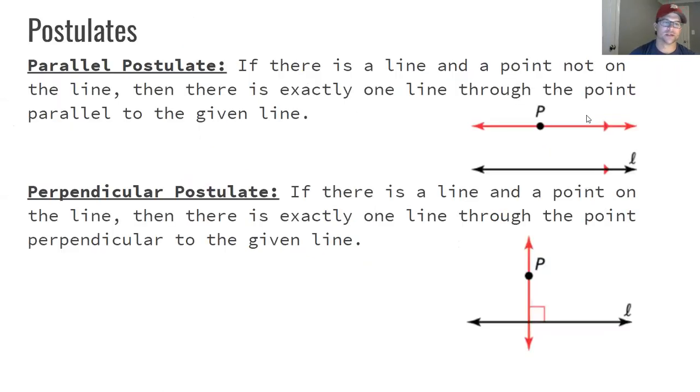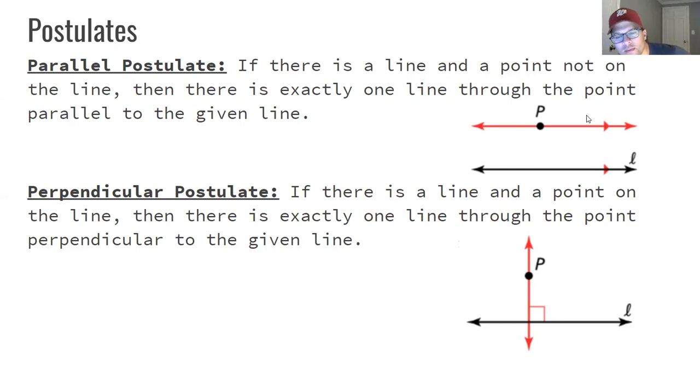Okay, two more postulates. This one pretty much just says if there is a line and a point not on the line, then there is exactly one line through that point and parallel to the given line. So you have your line L, that horizontal line, and a separate point P. Only one line exists through that point P and parallel to line L.